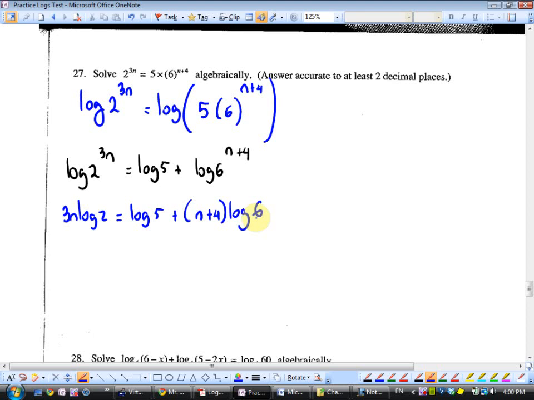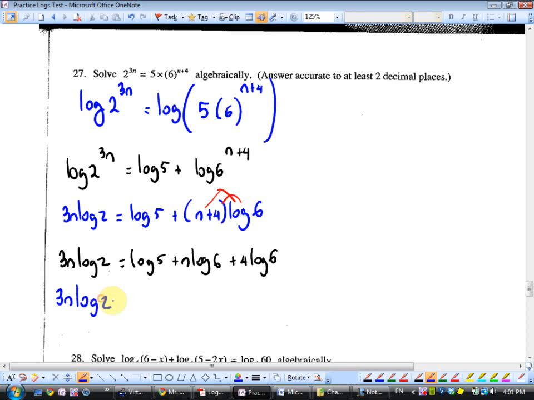Now what? Get rid of brackets. The 3m log 2 is going to drop down like a domino. The log 5 is going to drop down like a domino. And this bracket is going to break into m log 6 plus 4 log 6. Do I have m's on both sides of the equation? Let's get them to one side. I think I would choose to minus this guy over to here. 3m log 2 minus m log 6 equals log 5 plus 4 log 6.